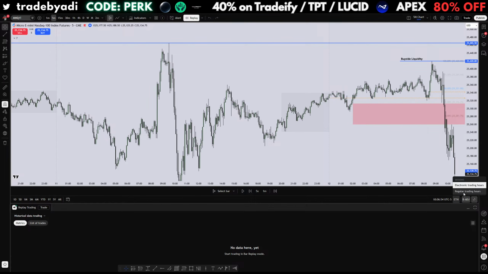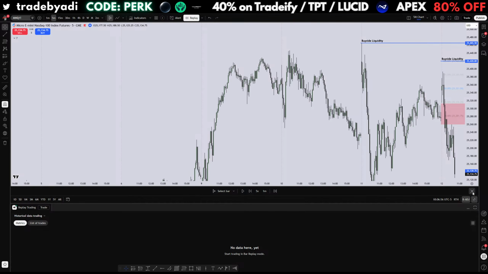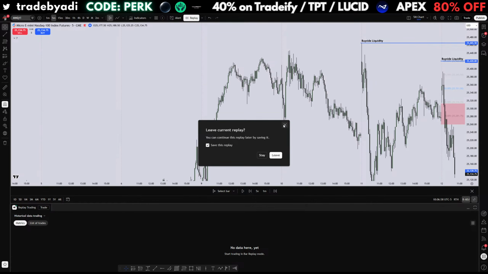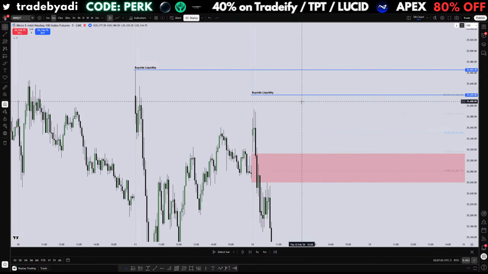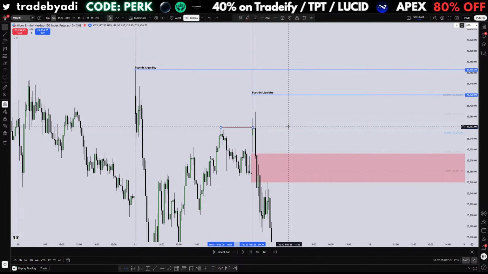And we will go to the RTH. I hope they are going to do it. So if you see, do we have a manipulation to the buy side liquidity? Nobody is teaching you this thing: how to look for the real liquidity. Where is the liquidity?